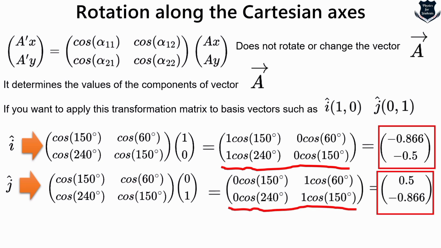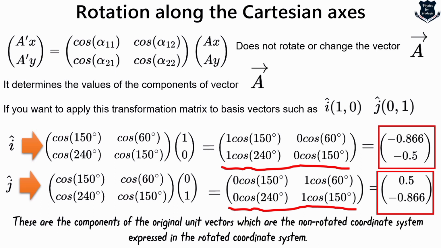And here also you see the values are swapped. Minus 0.86 has gone downstairs and minus 0.5 has gone upstairs. So this is something very central. Remember, these are the components of the original unit vectors, the non-rotated coordinate, not the rotated, but expressed in the rotated coordinate system. So it is originally the non-rotated system which is expressed in the rotated coordinate system. How the expression is done, this is right in front of you.